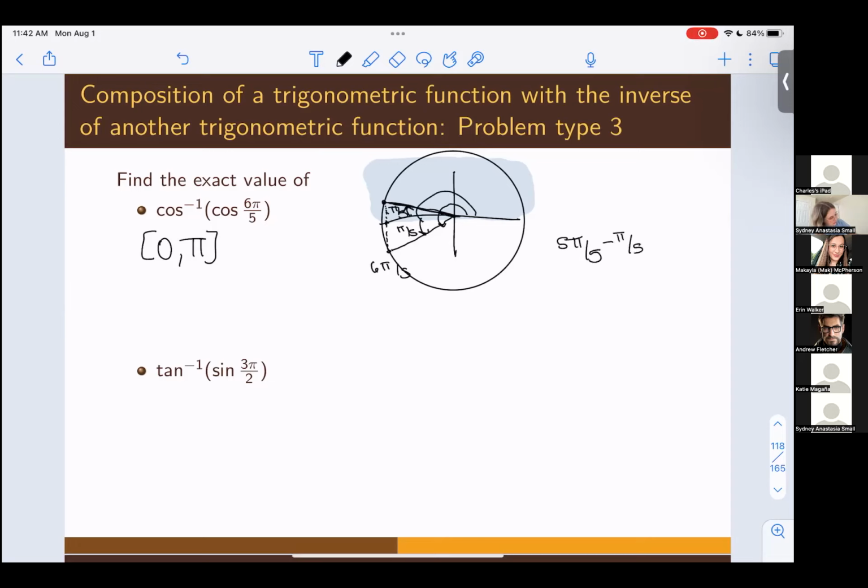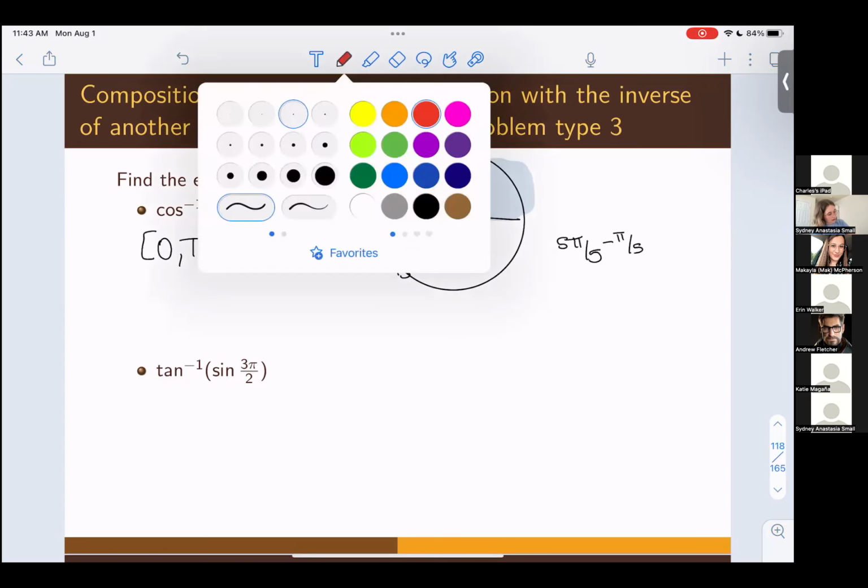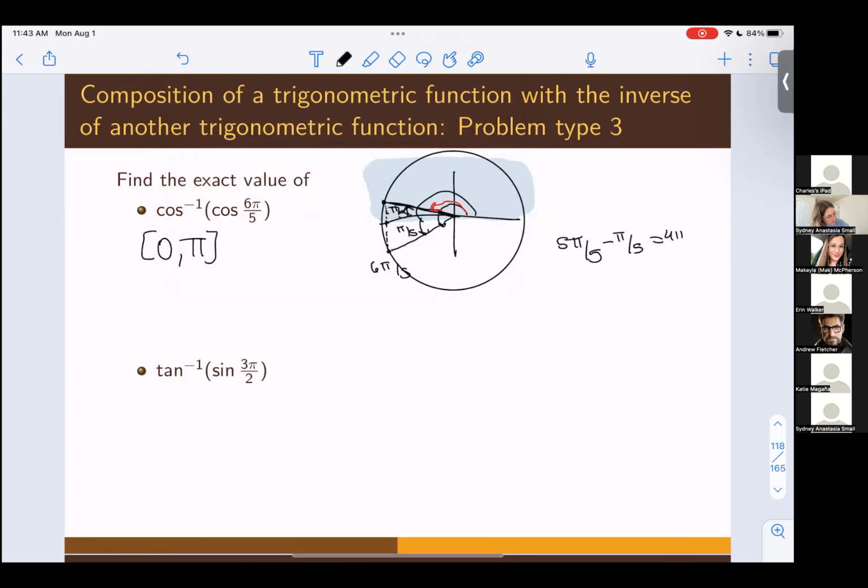So to get this angle we want right here, we take 5 pi fifths minus that extra pi fifths. It's above the x-axis, and we get 4 pi fifths. Again, the key for these is just drawing a picture when you're not familiar with the angle, seeing what it looks like, and using the reference angle in some fashion to get the angle we want.